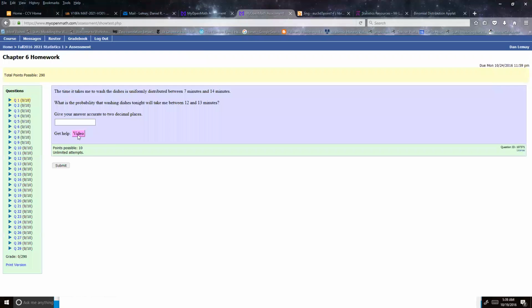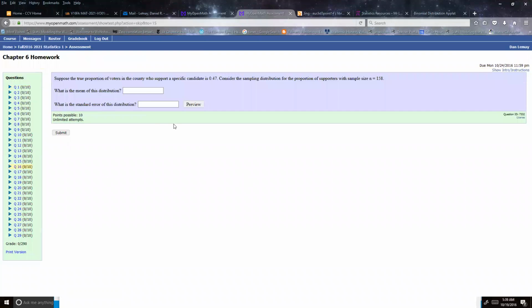So here's my version, number 16. Tell me what's the mean of this distribution, what's the standard error? Well, if you go back to the problem, I've got 0.47 as the probability of a success, of getting, let's say, voters who support a specific candidate, and there's 158 people in the sample, and we want to come up with the sampling distribution of proportion.